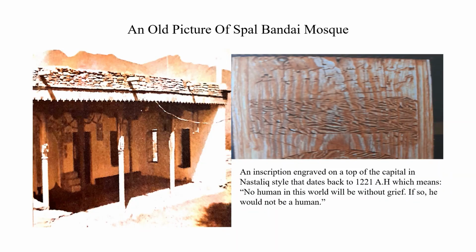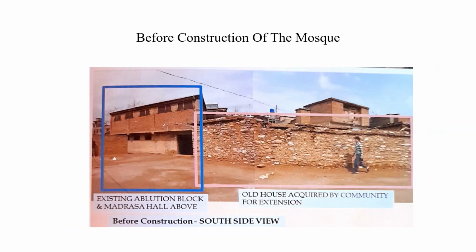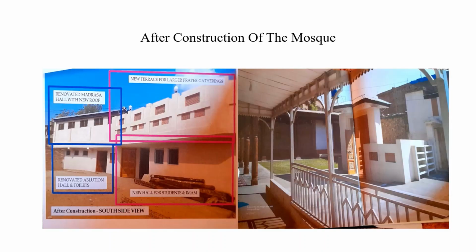An old picture of Spal Bandai Mosque, an inscription engraved on a top of the capital in Nastaliq style that dates back to 1221 Hijri, which means no human in this world will be without grief. If so, he would not be a human. Before construction of the mosque, after construction of the mosque.